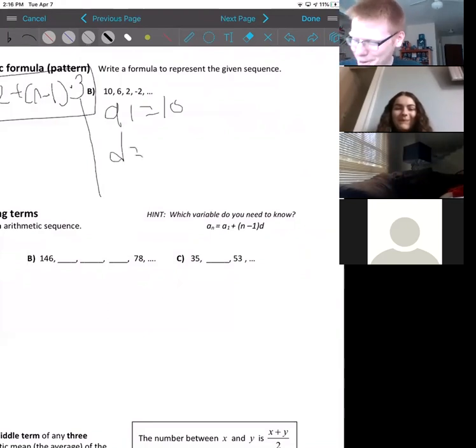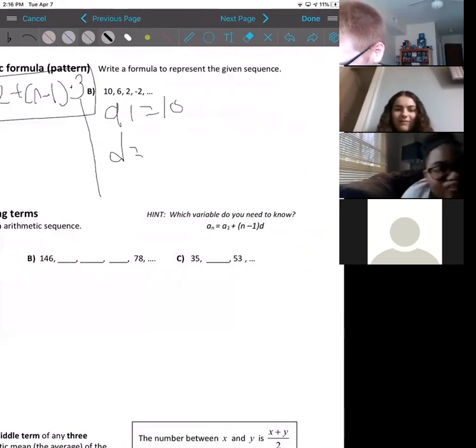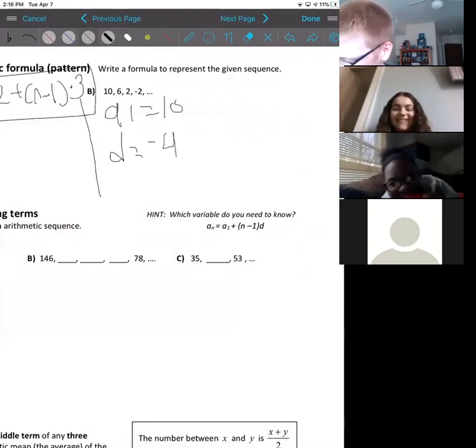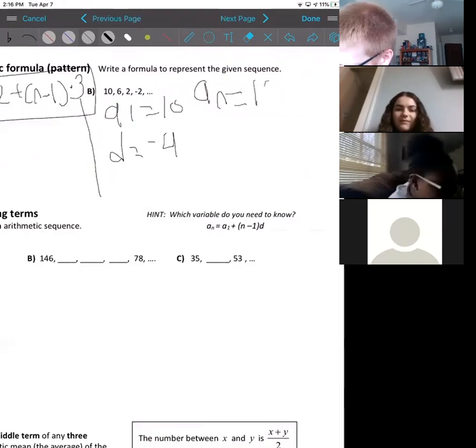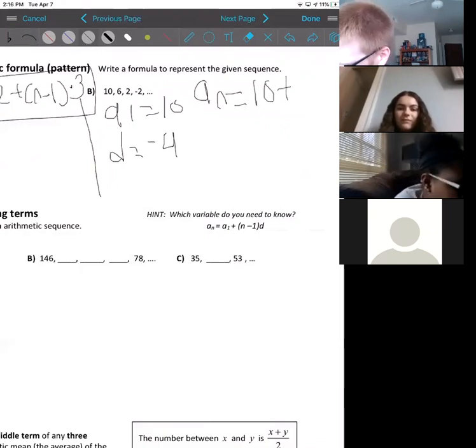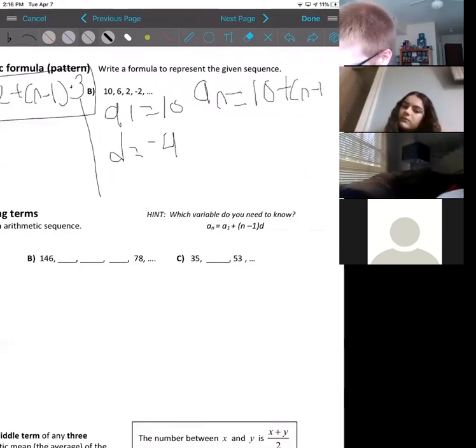So in this list, your A1, your first term, is 10. Your D is your common difference. So what's this one going up or down by? 4. Is it going up or down? Down, so it'd be -4. So when you write your formula, it'd be A of n equals your first term plus n minus 1. It's always n minus 1. That's just the formula.